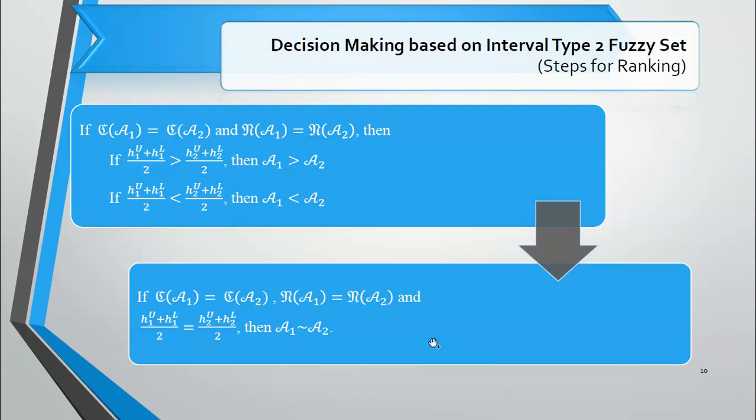In the next step, if the rank index as well as the centroid point values are the same for A1 and A2, then we go to the heights of the fuzzy numbers. If the height of A1 is greater than the height of A2, then we can say A1 is greater than A2. Similarly, if the height of A1 is less than the height of A2, then we can say A1 is less than A2. Lastly, if the centroid point values as well as the rank index and the heights are the same, then we can say A1 is equal to A2.